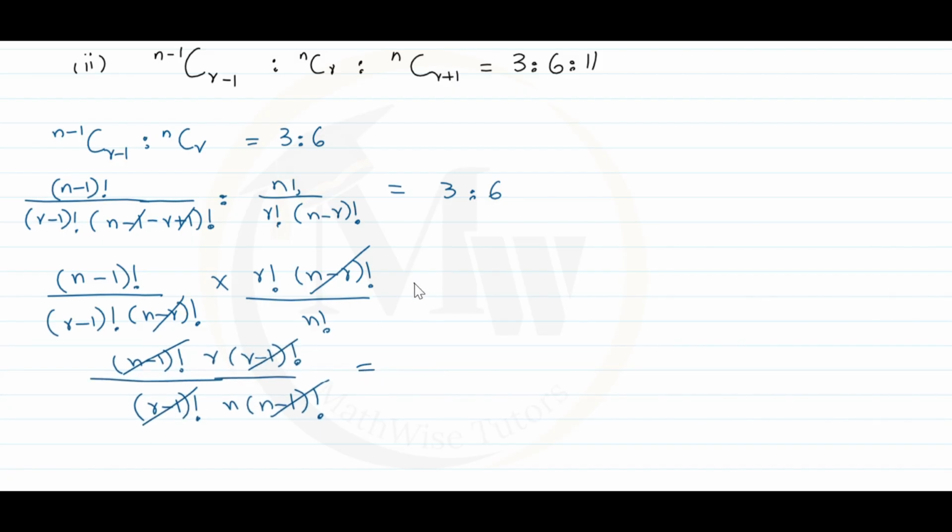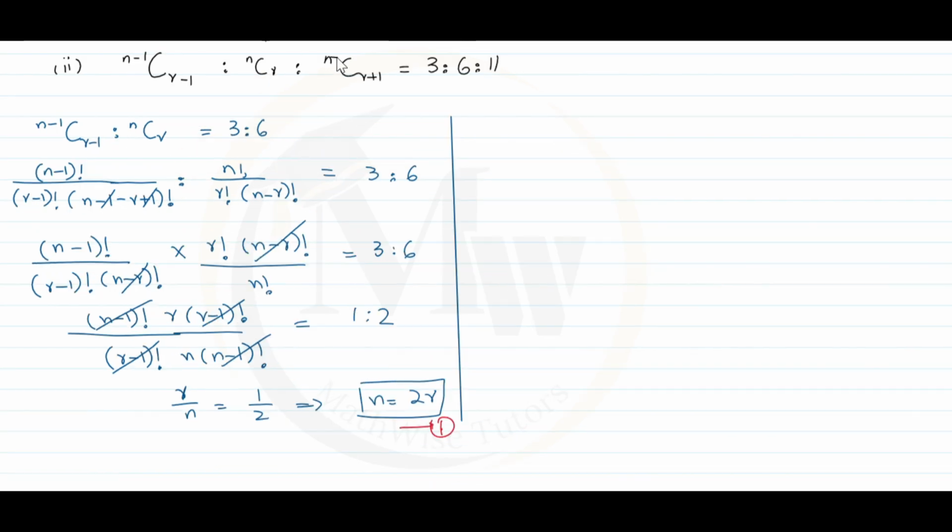On the other side, we have 3 ratio 6, which means 3 over 6, which can be simplified as 1 by 2. So it's 1 ratio 2. So r over n equals 1 over 2. By cross multiplication, we have 2r equals n. So we got the value of n, but this is in the form of r. Now it's time to find the value of r. Let's call it equation number 1 and take the second part.